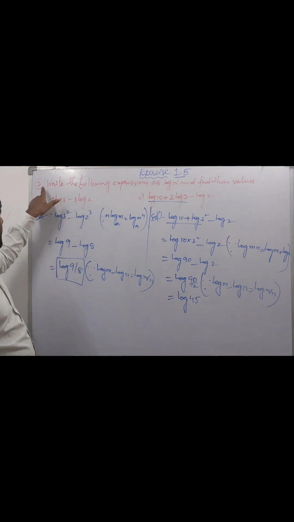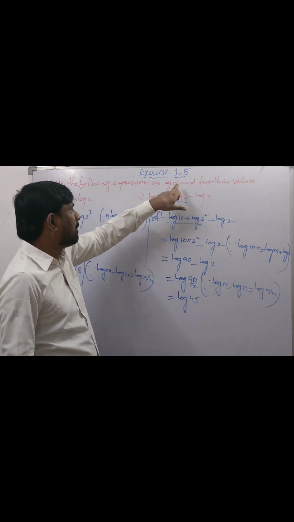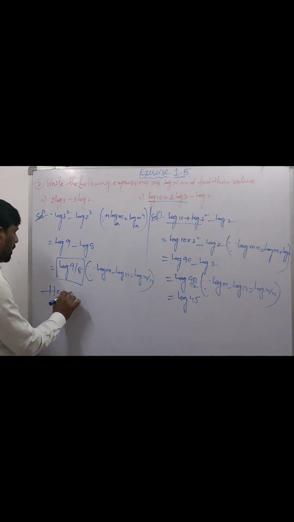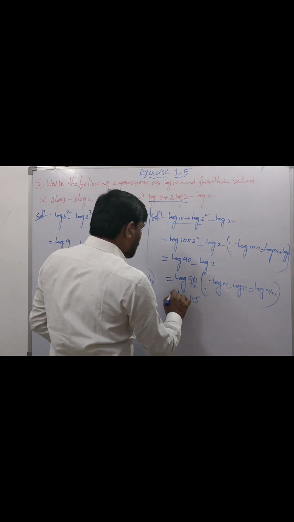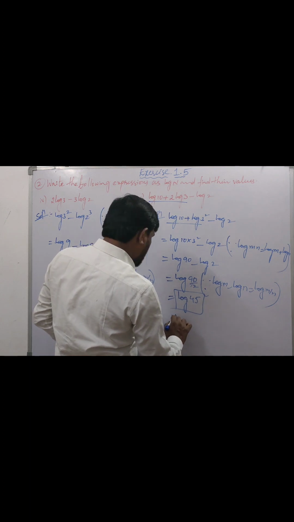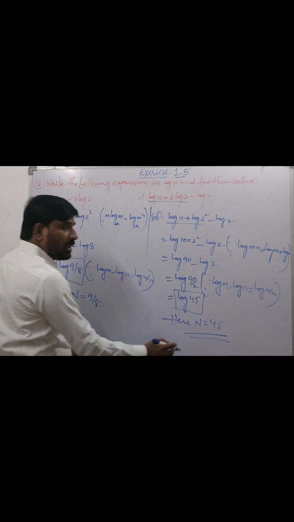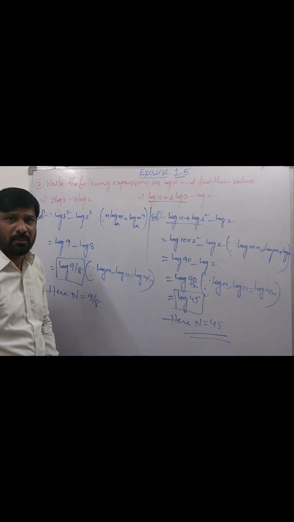They asked here to write the following expressions as logarithm of something n and find their values. Means n value you need to find. What is n value here? Here n value is 9 by 8. What is n value here? Here n value is 45. Clear? It's very simple once you know the laws of logarithm and its applications, right?